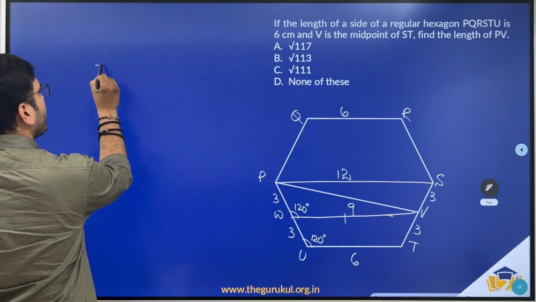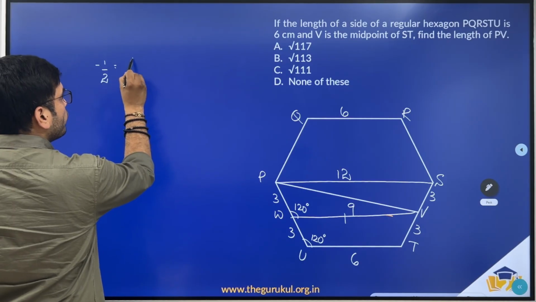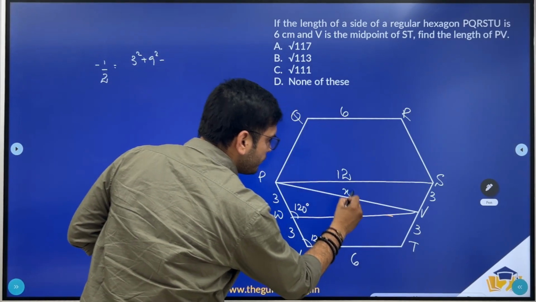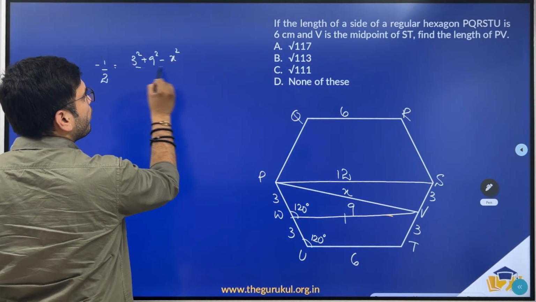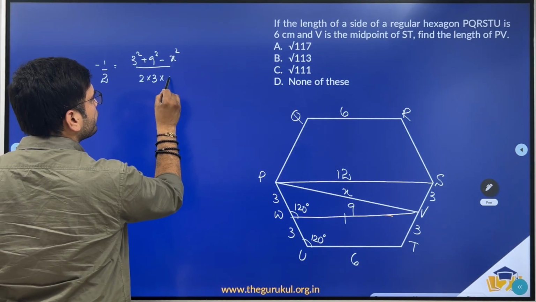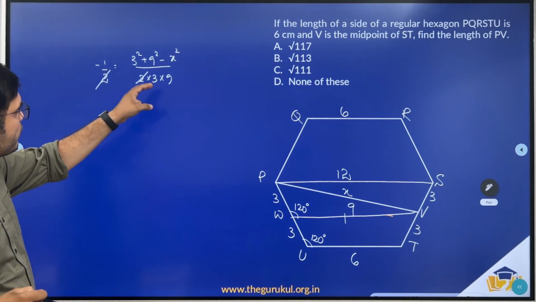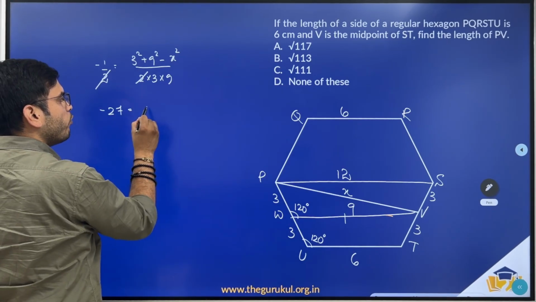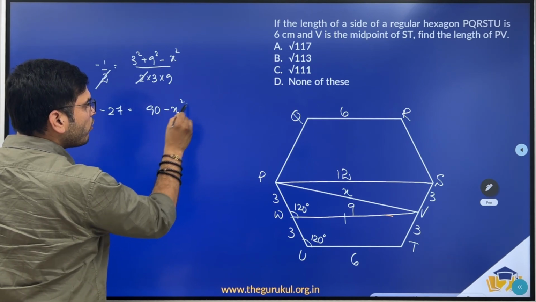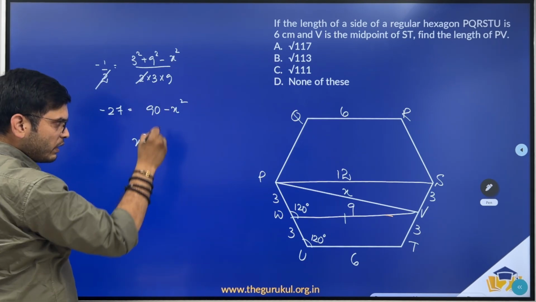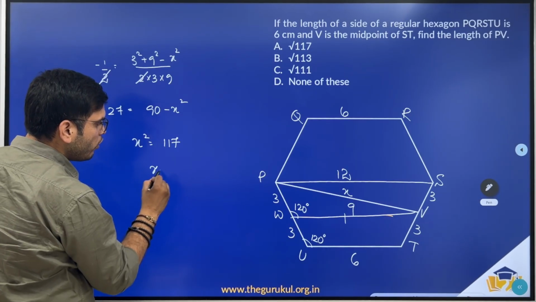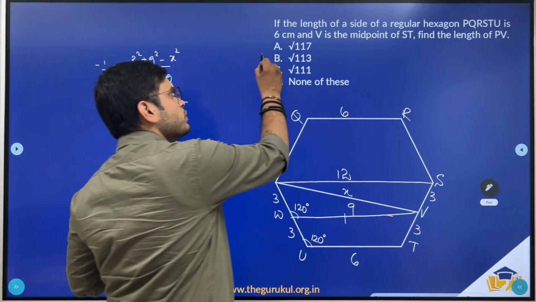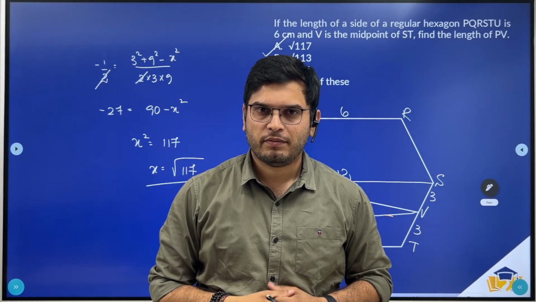What is cos 120? Minus 1 by 2 is equal to 3 square plus 9 square minus x square, where let this be x, divided by 2 into 3 into 9. I'll cancel these two. Now 3 into 9 is 27, so minus 27 is equal to 9 plus 81, that is 90, minus x square, or x square is equal to 90 plus 27, which is 117. The value of x would be under root 117. Hence option A should be the answer to this question.